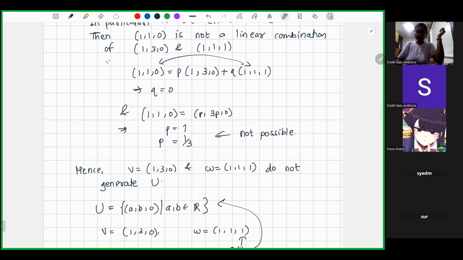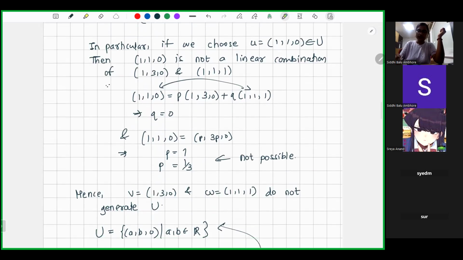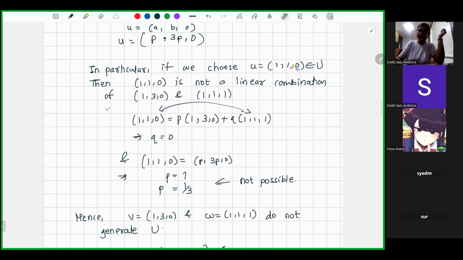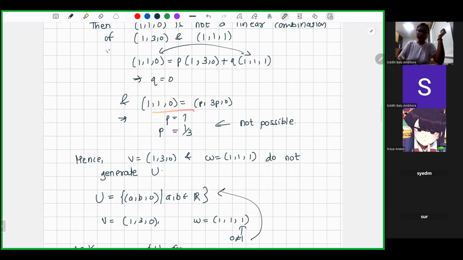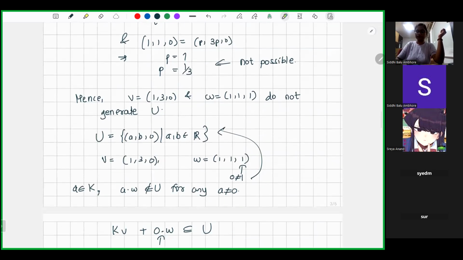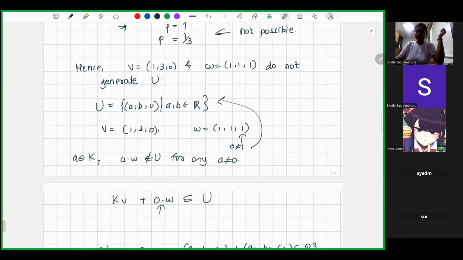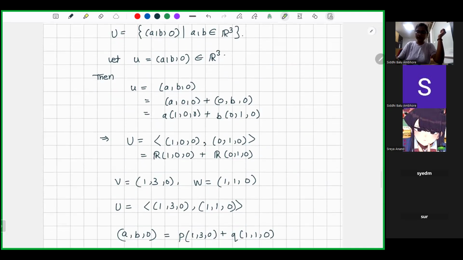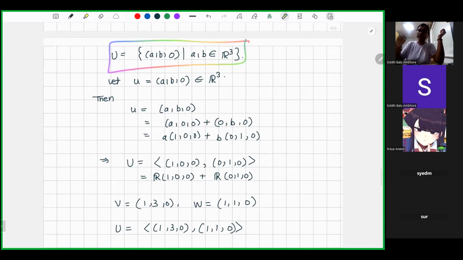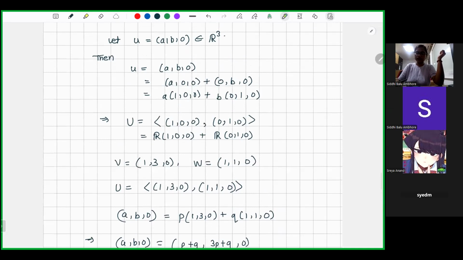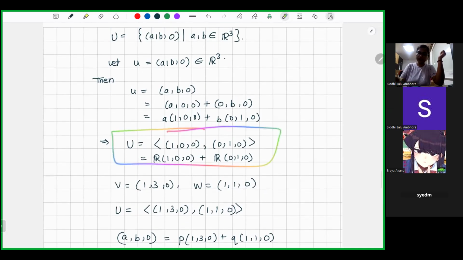For example, if we take this element (1, 1, 0), we saw that we could not write it as a linear combination of those two vectors there. Then we tried to find, if the given elements are not the generators of my given subspace U, what it will be. In general, we could find this set of (1, 1, 0) and (0, 1, 0). This generates my vector space.